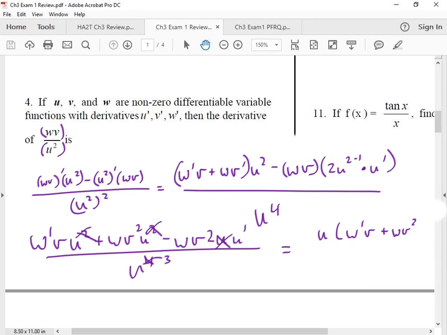You're in the way of your writing. Oh, I'm in the way of my writing. Sorry. That's a U squared. So that's supposed to be a prime. No, this one right here. It's supposed to be prime. Not a big deal.